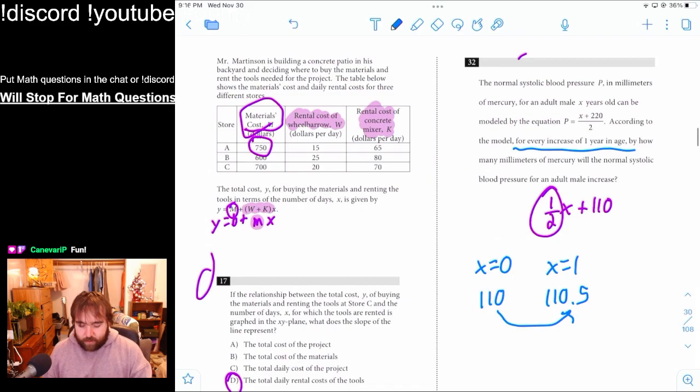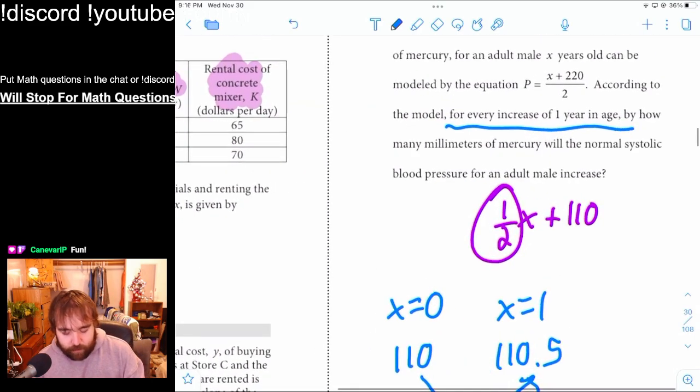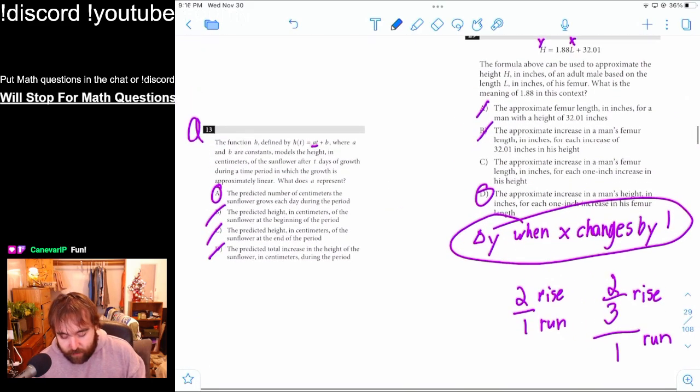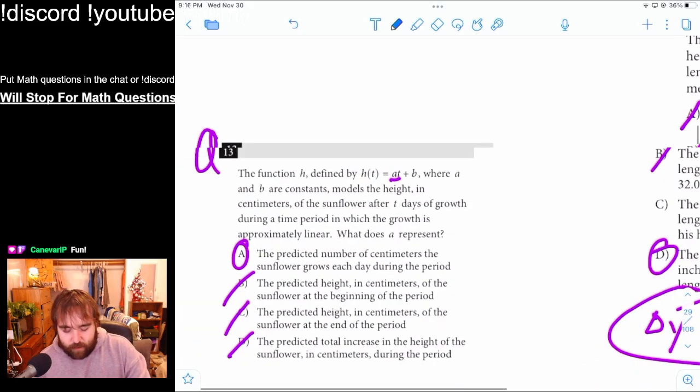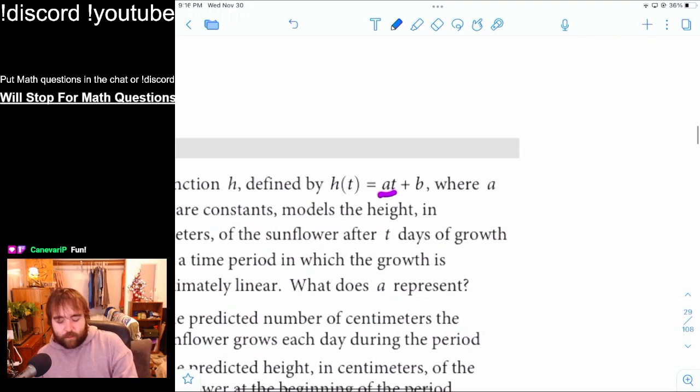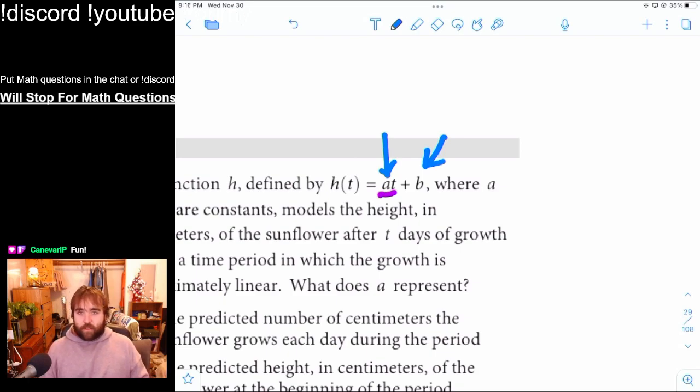So that's the big deal about all of these. Notice how similar they were. They just pick out a part of the equation and ask you what it means. If it's a linear equation, you just know that the thing being multiplied by the variable is the slope, and the thing that's by itself is the y-intercept. Or the first thing is the rate, the second thing is the starting amount.